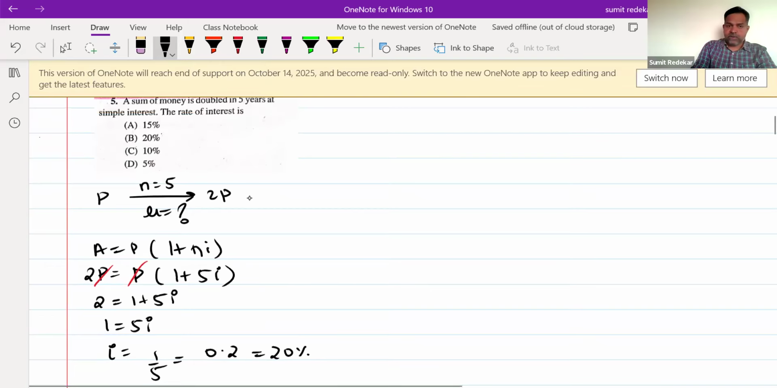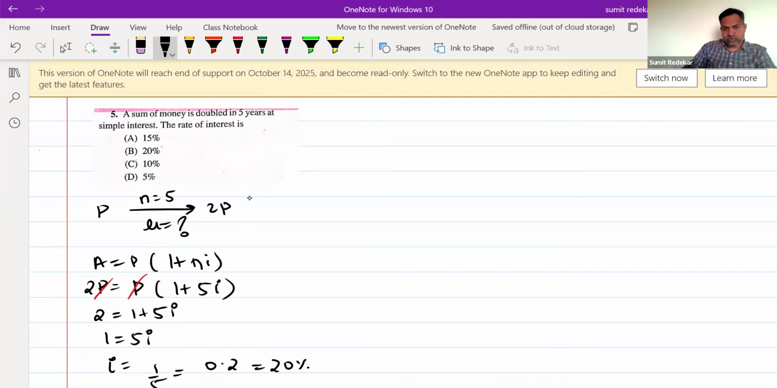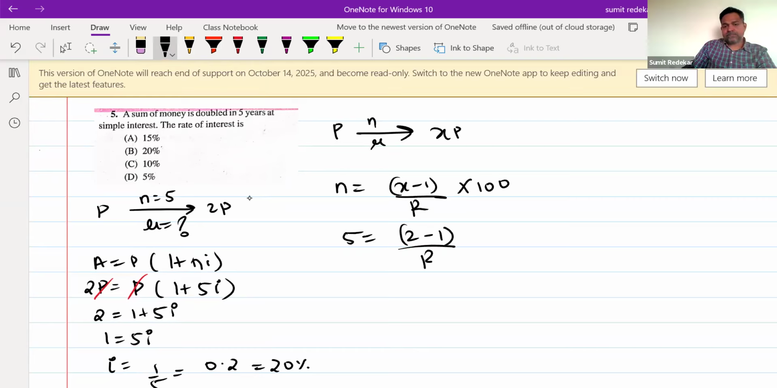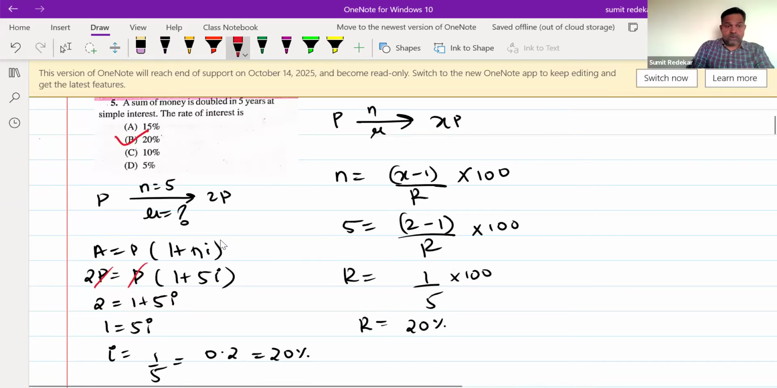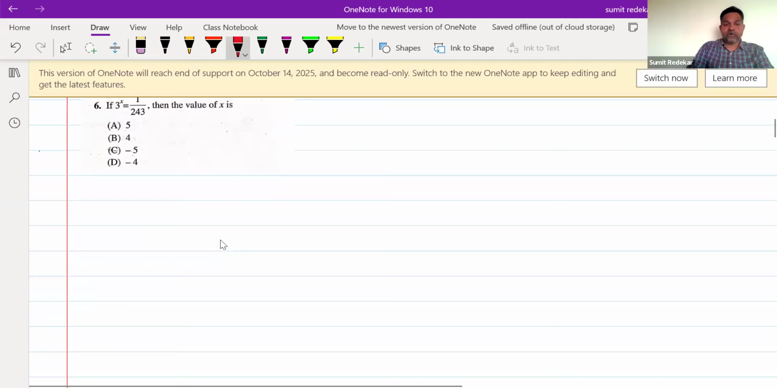बट अगर आपको यही question, हमने एक shortcut formula किया था, and the shortcut formula is number of years, if P becomes x times in n and r, number of years is number of times minus 1 upon r into 100. So number of years is 5, डबल हो रहा है पैसा, upon the rate into 100, cross multiply, rate is 2 minus 1 is 1, upon 5 into 100, the rate is 20%. So 20% should be the answer.